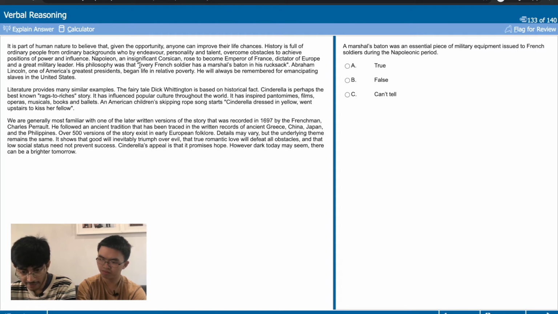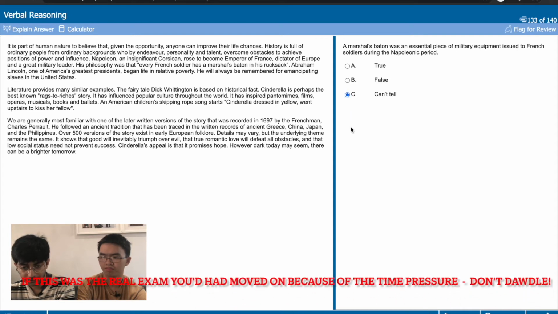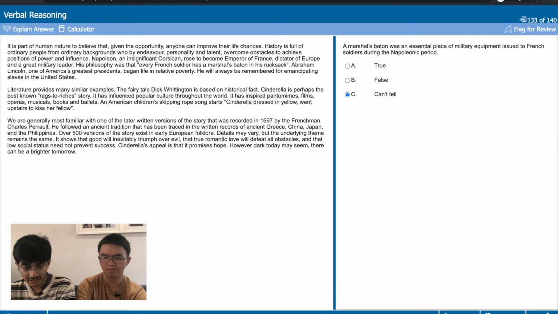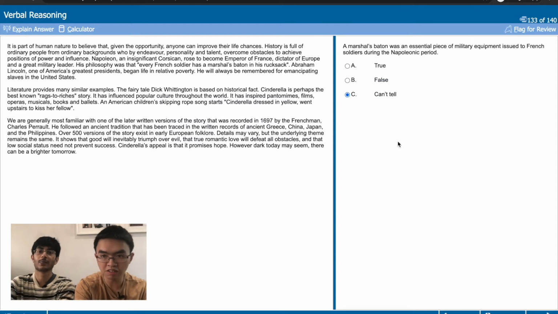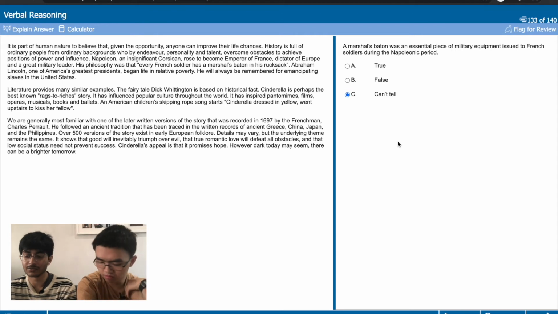His philosophy was that every French soldier has a marshal's baton in his rucksack. That's a philosophy, not a fact. But I can't really tell here, so I'm guessing it's can't tell. It's his philosophy. I reckon it just can't tell. Yeah, so you can see here, even if it's sort of his philosophy, it doesn't mean he enforced it. Yeah, that doesn't mean it's real.